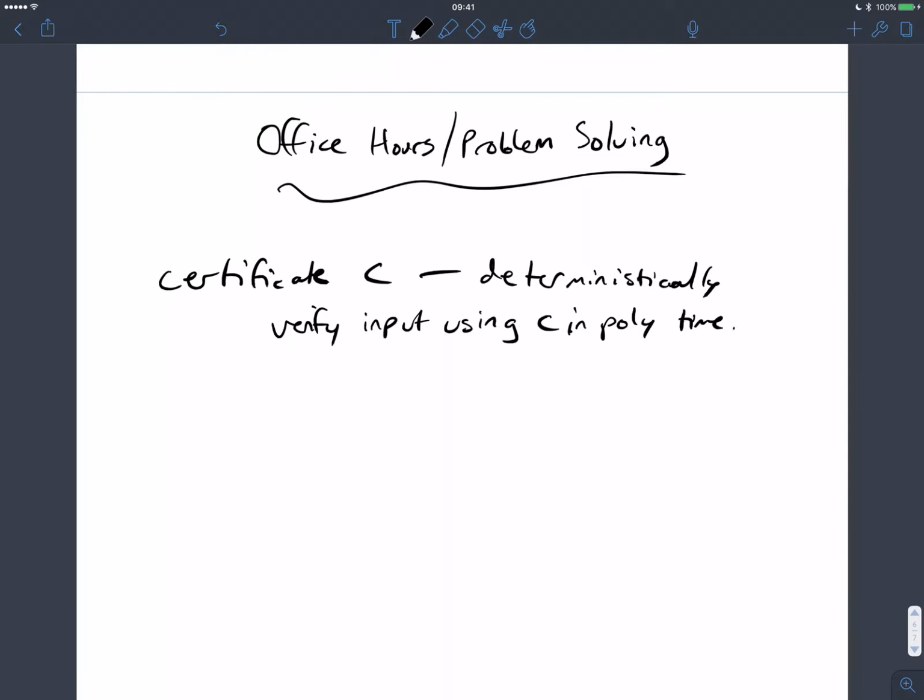Another one that we saw was K-clique, where we wanted to see, is there a subgraph on K vertices that has every edge among those K vertices present? A certificate there would be the list of K vertices. Then we would just verify that among those K vertices, every single edge is present. So it's just a way of verifying quickly that a supposed solution is correct. Does that make sense? Okay. Other questions?